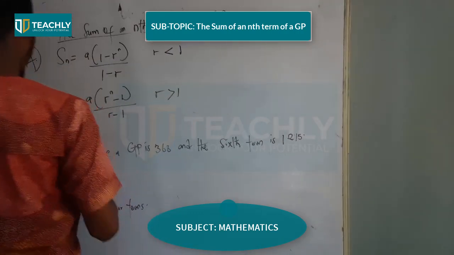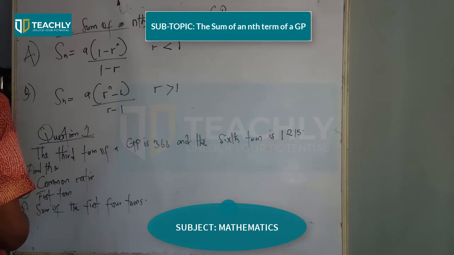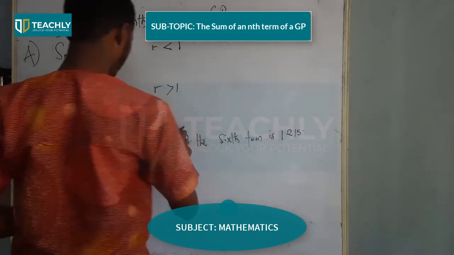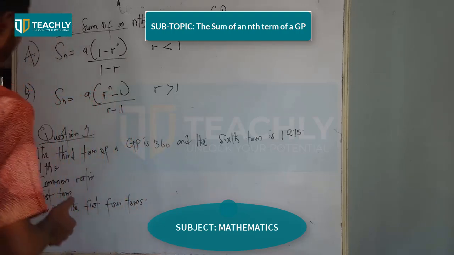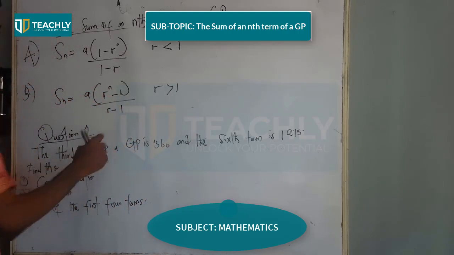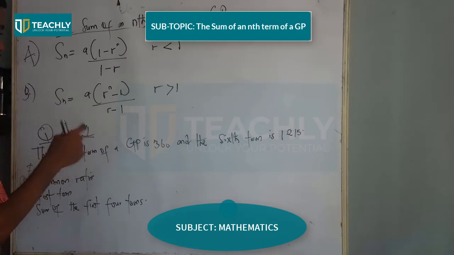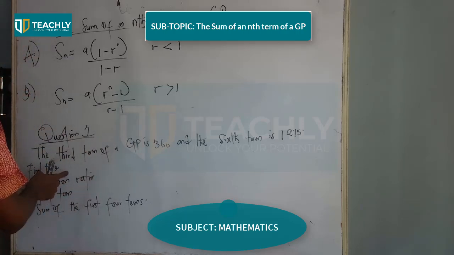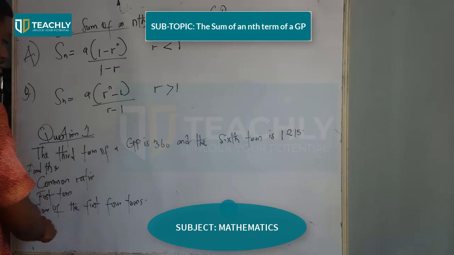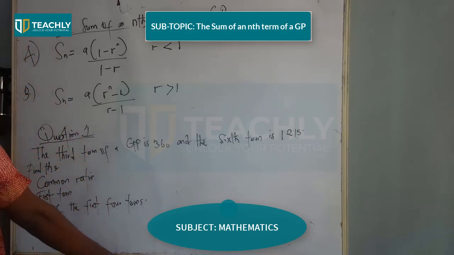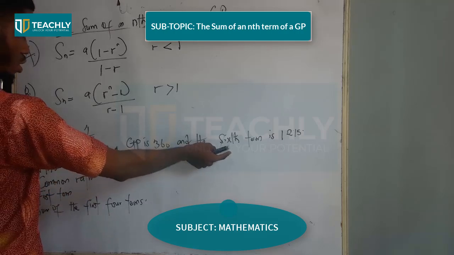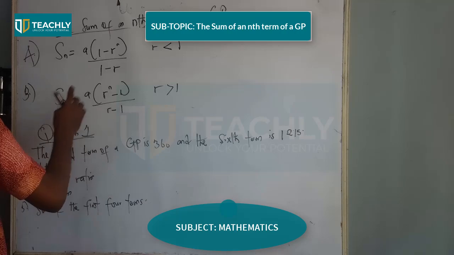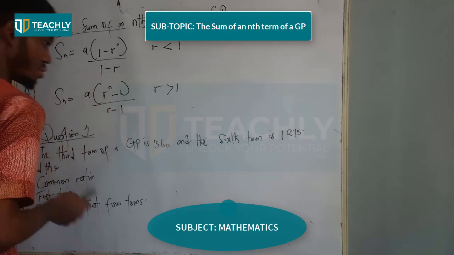Like I said, this is a WAEC question, one of the questions given in the theory. So let's read the question again. I told you to approach the question by reading it twice. The third term of a GP is 360, and the sixth term is 1215. Find the common ratio, which is r, and the first term, which is a, and then the sum of the first 4 terms. We don't know them, because we started from the third term and then the sixth, so in between are some values that we don't know.